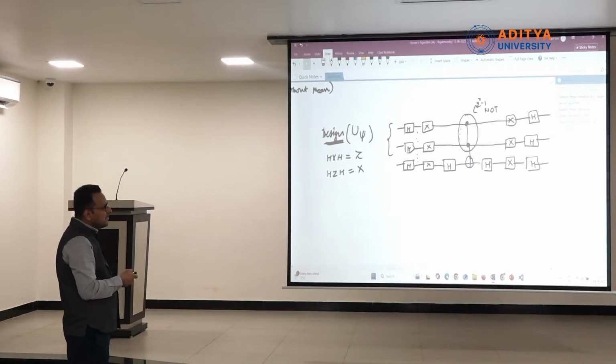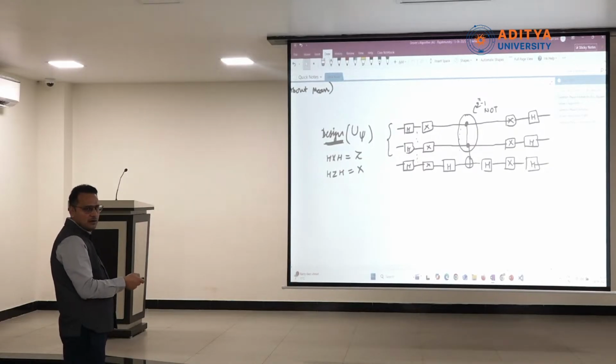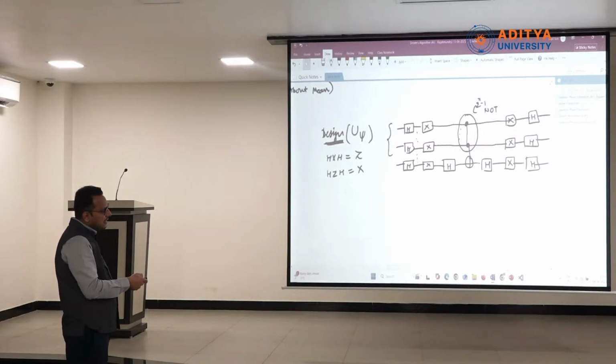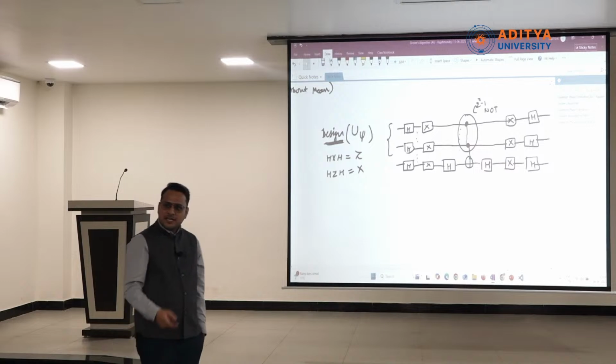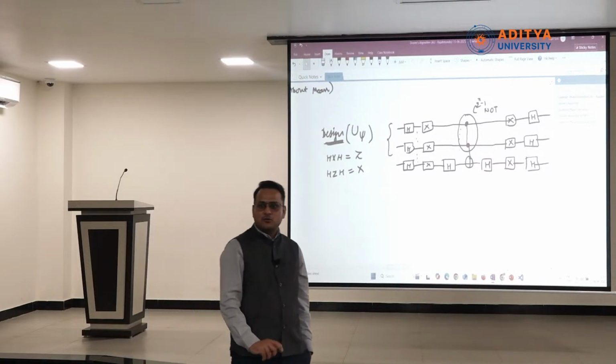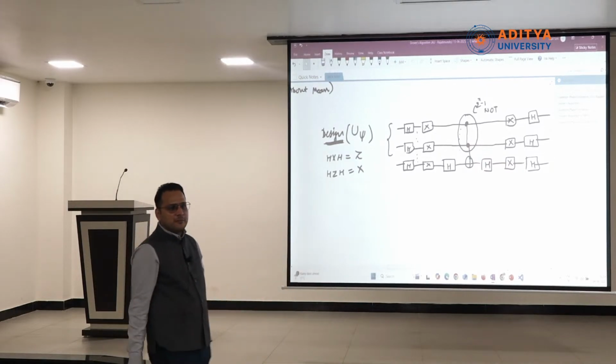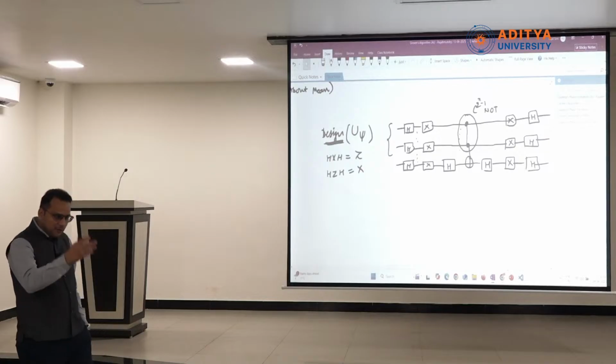So this is the simple design. All Hadamard, followed by all X, followed by H. But if you see the last one, this is H, X, H. This is equal to what? Z. I told you yesterday, everything is intentional. I do not discuss anything in a vague manner. Clear? But I try to connect.